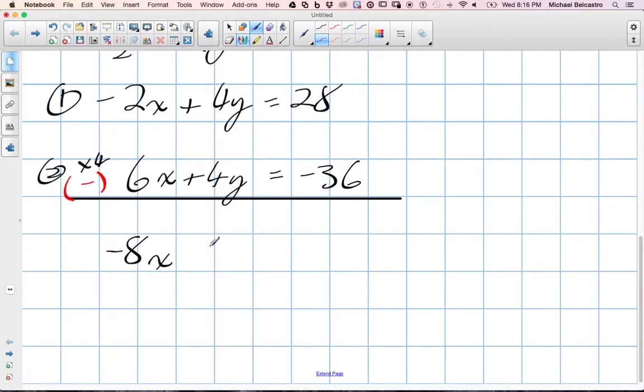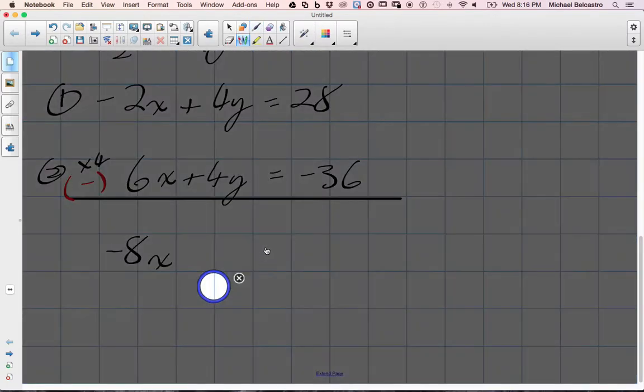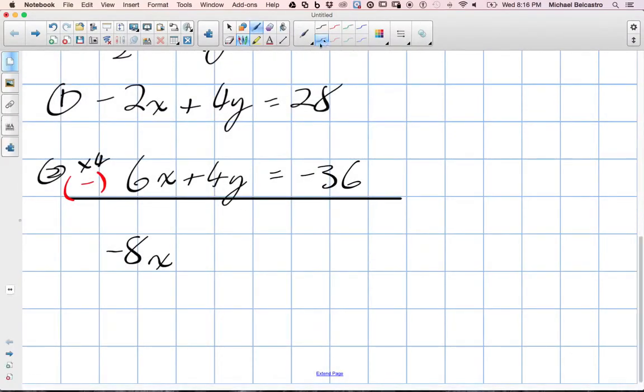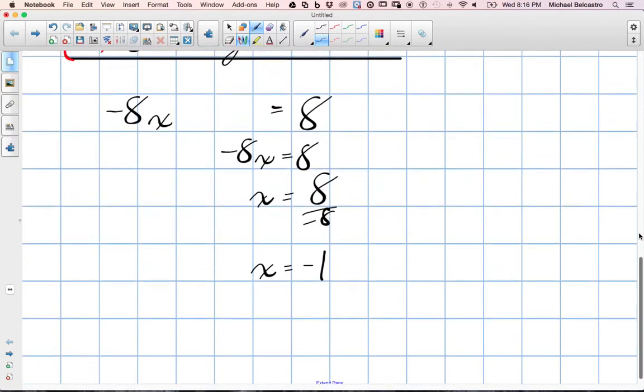4 subtract 4 is 0y, so we could write in plus 0y. But the 0y doesn't do anything, so we're not going to write anything in for it. We don't need it. And then 28 minus negative 36 is like adding 36, so it ends up being the value of 8, okay? So now we have negative 8x is equal to 8. To isolate for our x, we divide by negative 8. So x will be equal to negative 1. Okay, so there's our first point, negative 1.